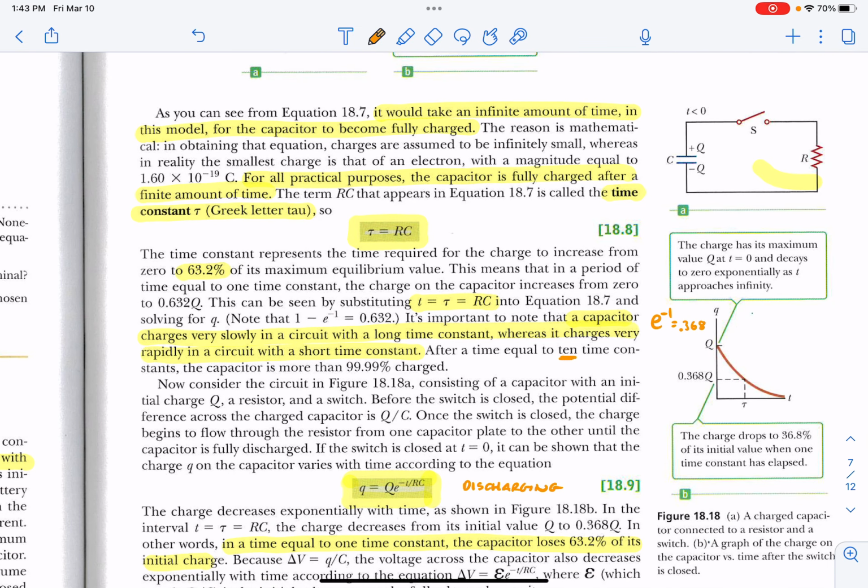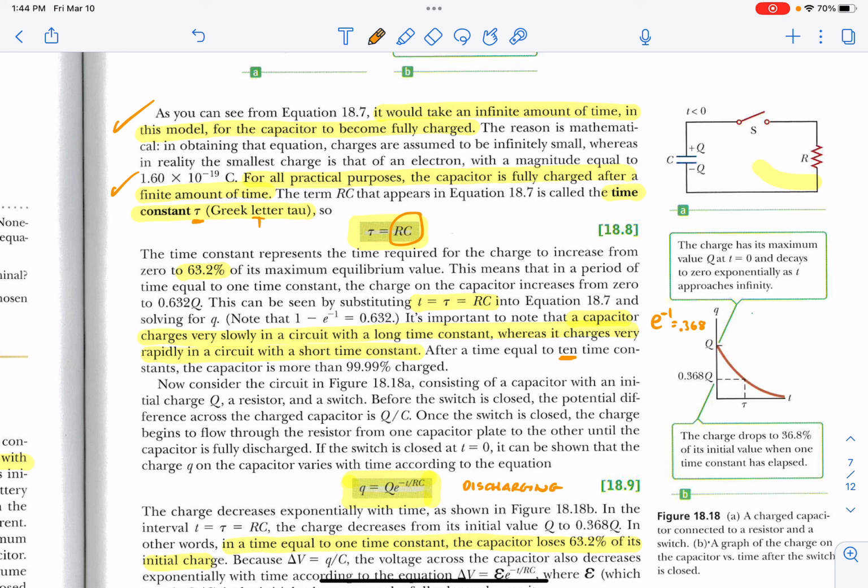So, as I said, it would take an infinite amount of time to fully charge it, because there's always one more electron that could end up there, if you think about the charge as being the electron. But for all intents and purposes, in practicality, it is basically fully charged in a finite amount of time. Now, the time constant, represented by the Greek letter tau, remember we also used that last semester when we were talking about torque. It's the Greek letter T. Tau is defined as the resistance times the capacitance.